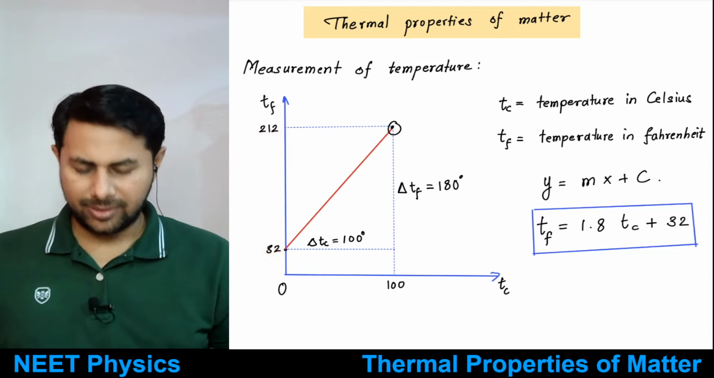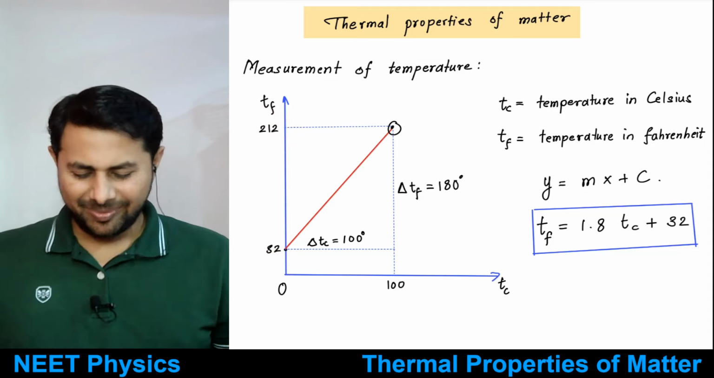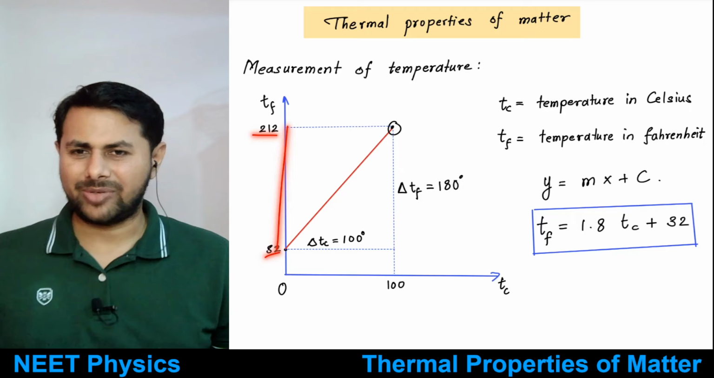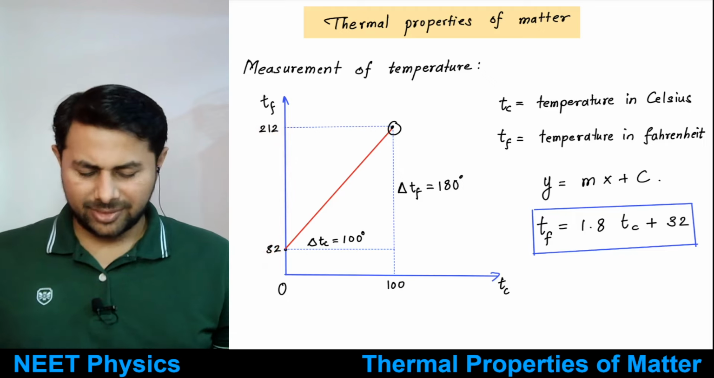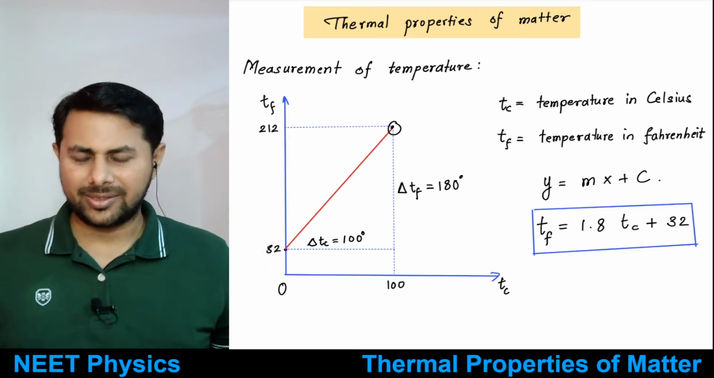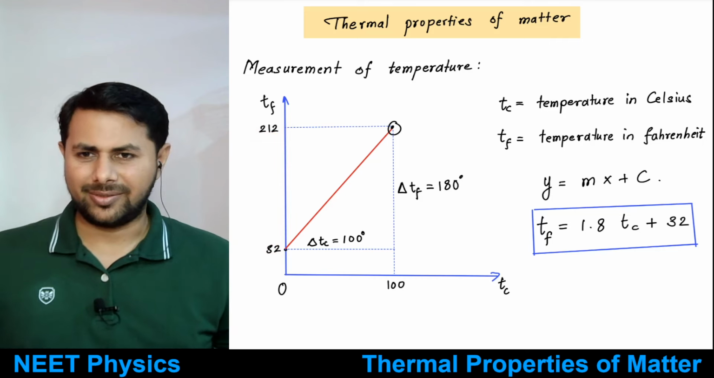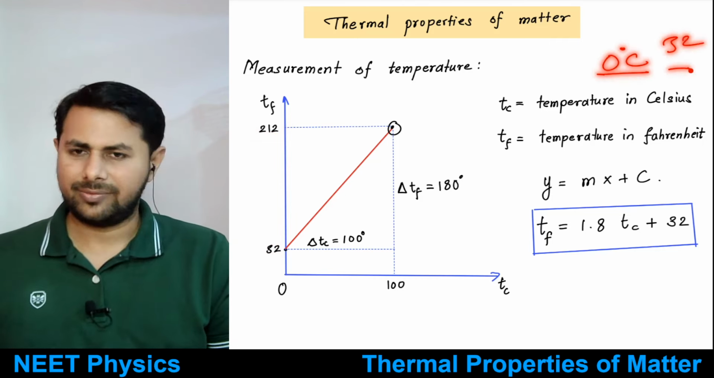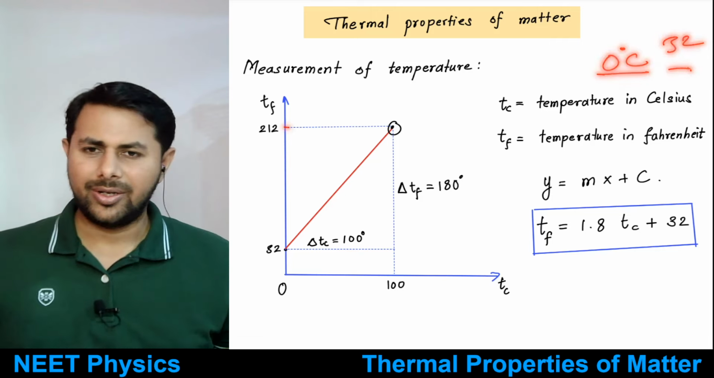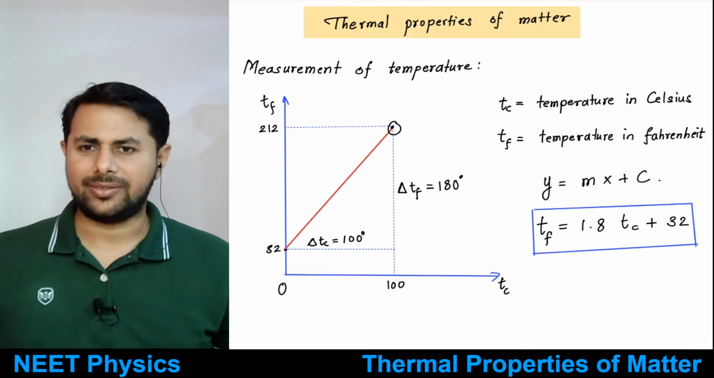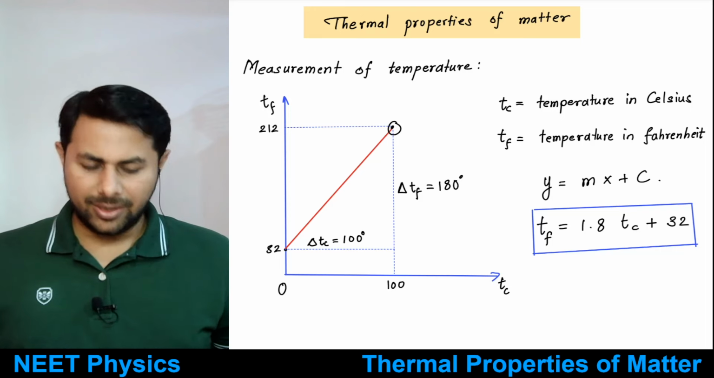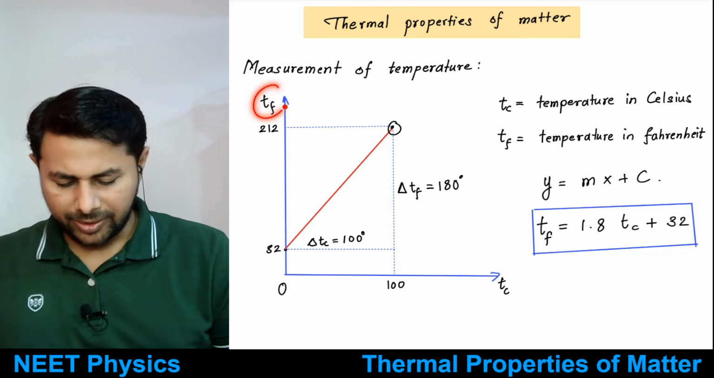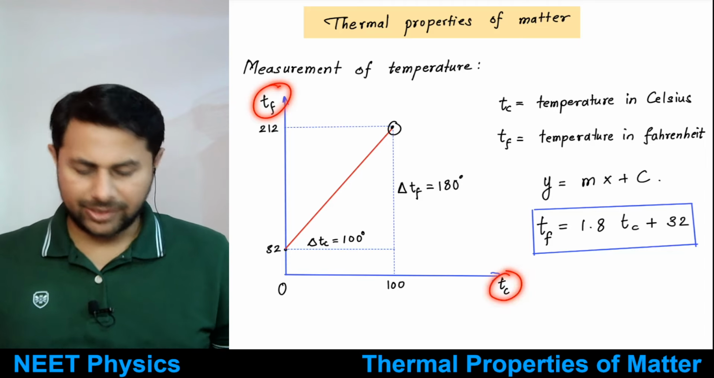It is 180. I don't know why they did it, but 212 minus 32, the difference between these two is 180, and then it is divided into 180 equal parts. So each part is 1 Fahrenheit. So 0 degree Celsius means what? 32 Fahrenheit. 100 degree Celsius means what? 212 Fahrenheit. Okay. So now we want the relation between temperature in Fahrenheit and temperature in Celsius.